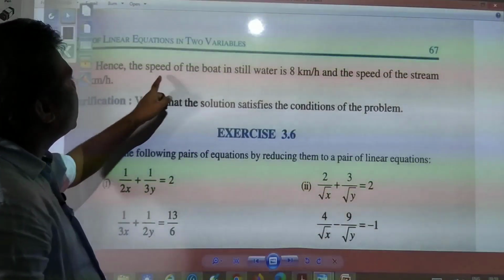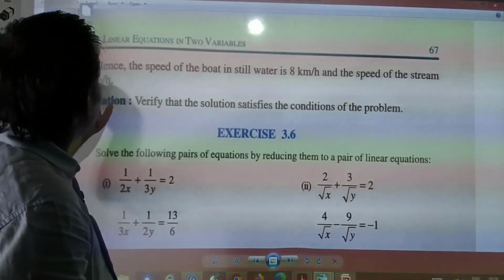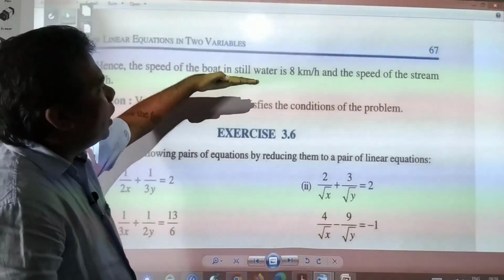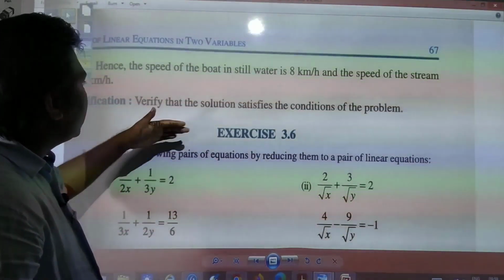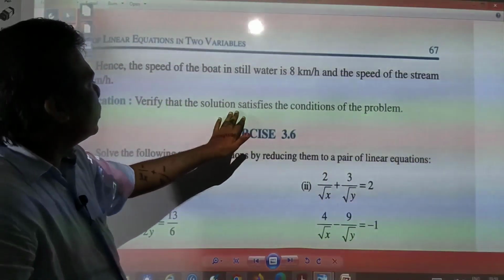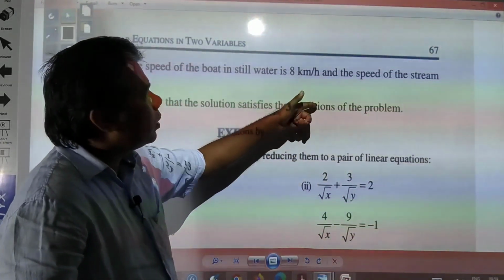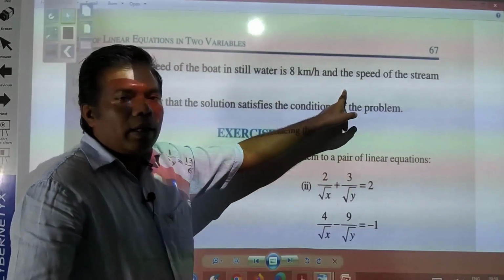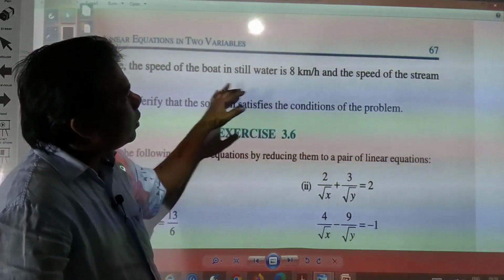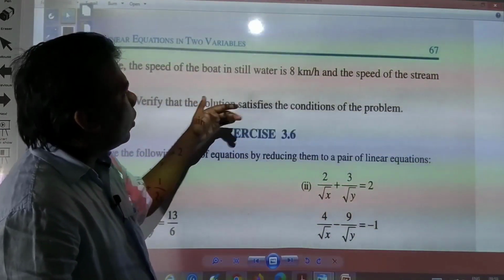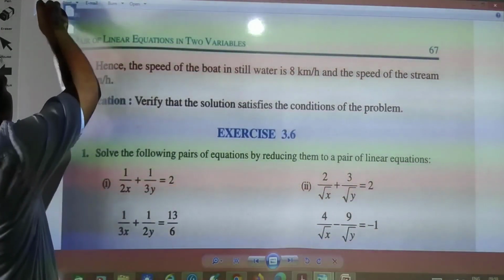Now here you see, hence the speed of the boat in still water is 8 km per hour and the speed of the stream is 3 km per hour. So like this, these type of questions are required to be solved. Verification has been done, you see, verify that the solution satisfies the condition of the problem. So what is required to be done? Just you put these values of x and y in the equation, and you need to check that the answer you have got for x and y is correct or not. So if you are putting x is equal to 8 and y is equal to 3, I hope that will be satisfied.